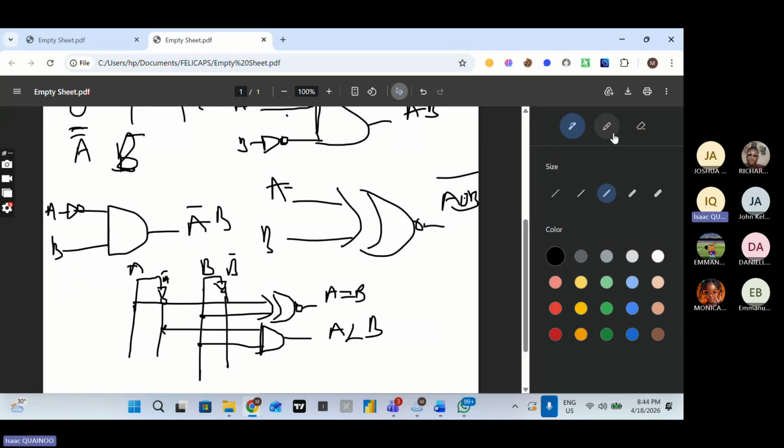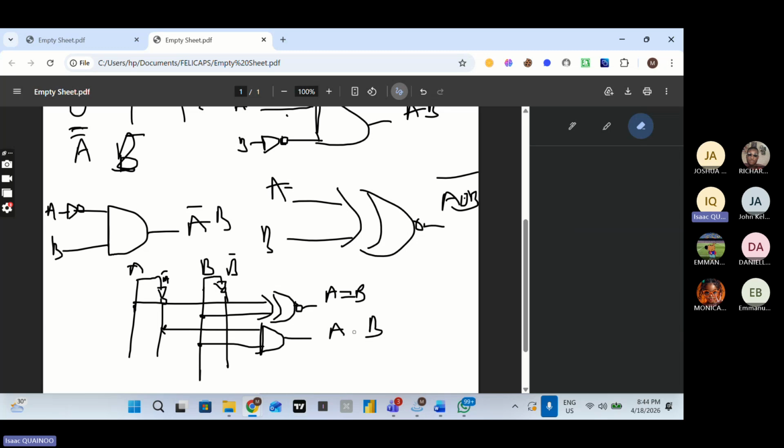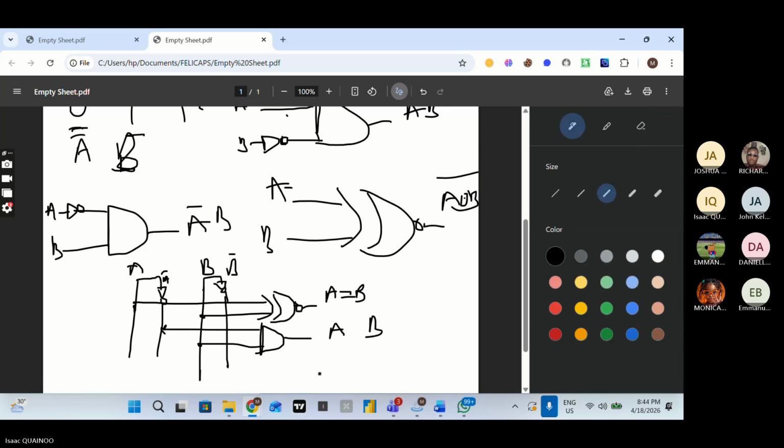No. That was greater than B. Not less than. So we have A greater than B. And then now let's do the last one, which is for less than.